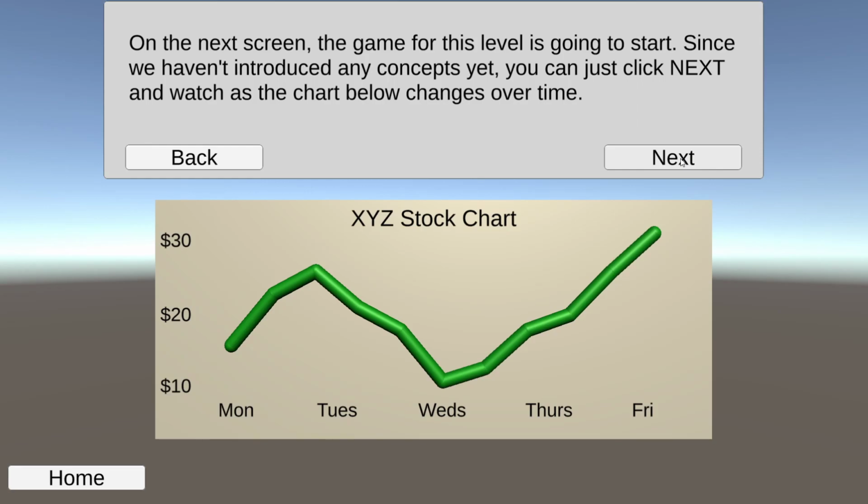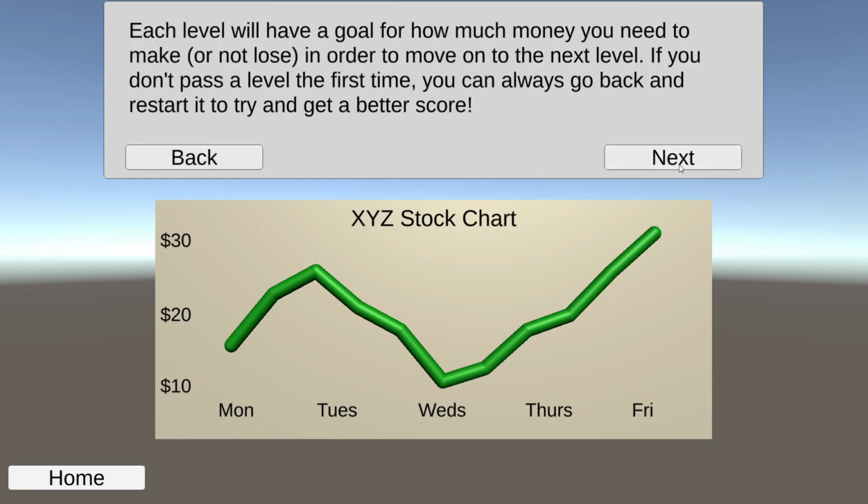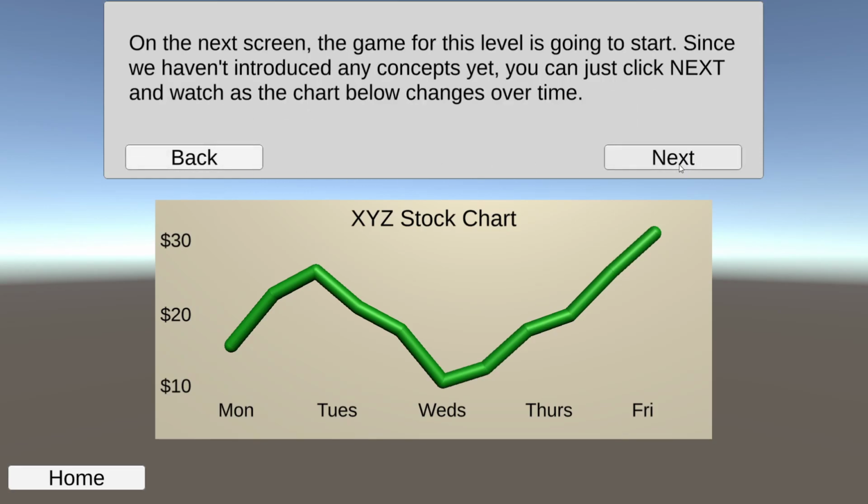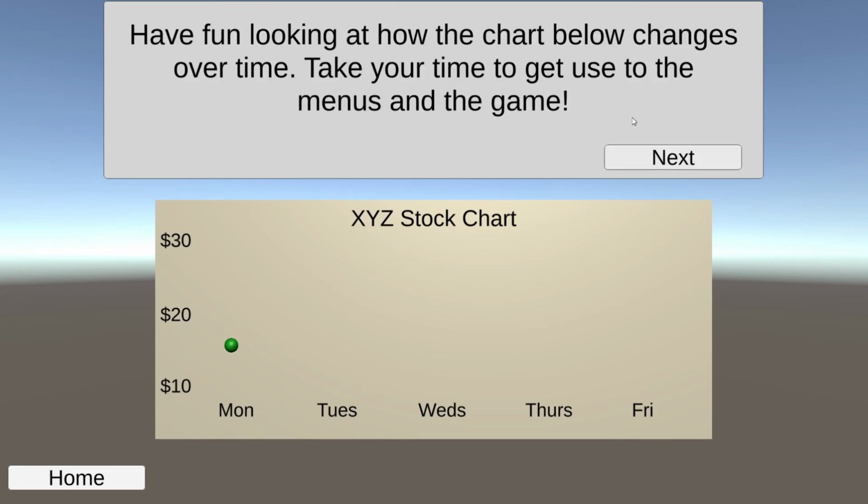You always have the ability to go back and retry the games if you either want to test things out for yourself or you want to try again because you didn't make enough money to pass to the next level. So here, this is just going over the very basics of the game, where you will just be clicking next and the price will move.